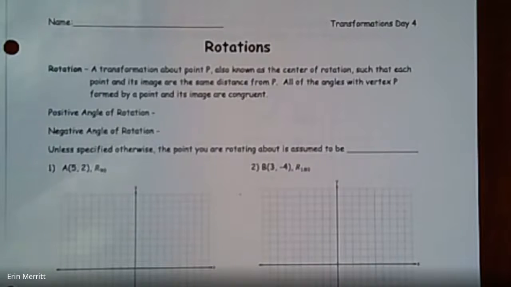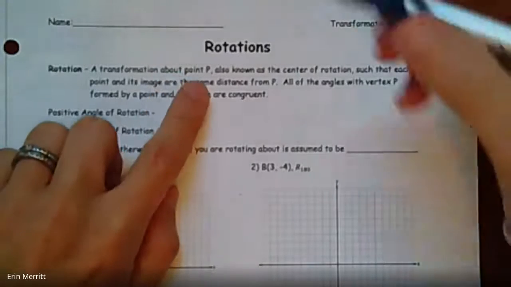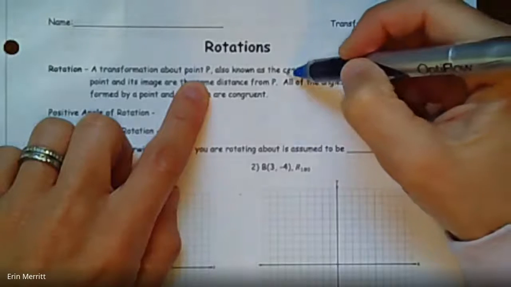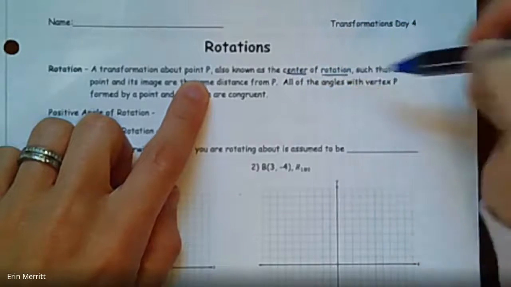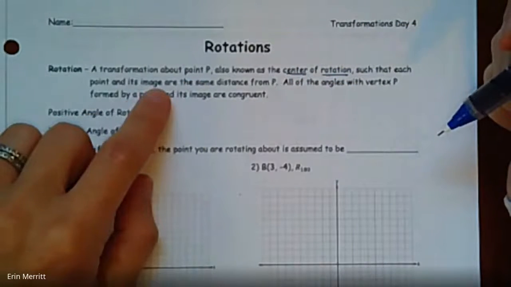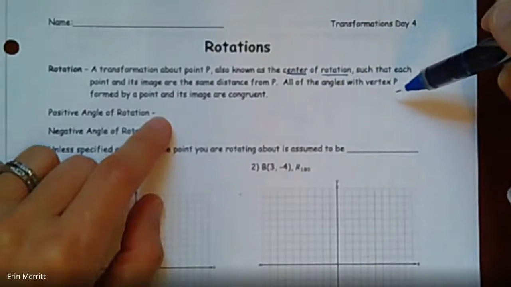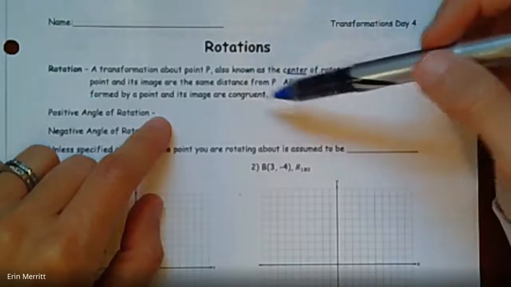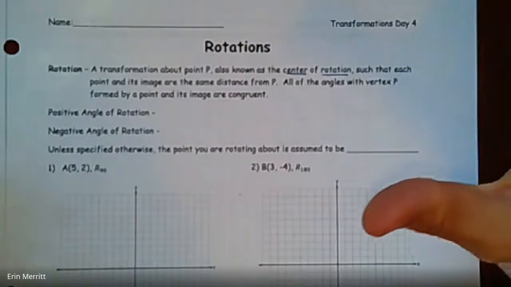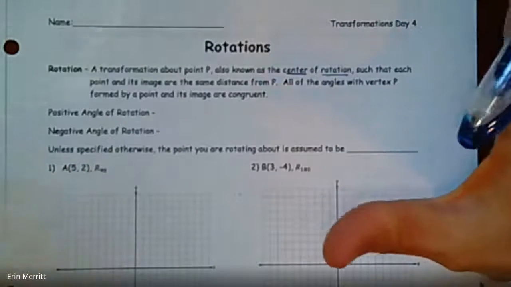Right? So a couple things. You need to have a center of rotation. So that's the first thing here. They're saying if you rotate about a point P, known as the center of rotation, each point and its image are the same distance from P. All the angles with vertex P formed by a point and its image are congruent. So that should hold the shape the same, all right?